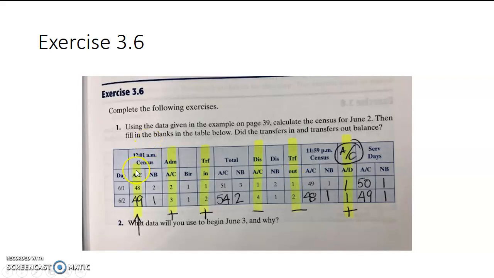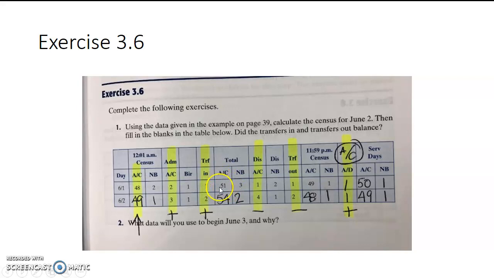Getting started here, we know that based on our reading we always have to start with the night or the census the day prior. And to that, from the adults and children, we're going to add the admissions, so I have a plus here at the bottom. We're going to add the transfers in, because remember, y'all, this is intra-hospital, okay? And then we're going to come up with 51. So 48 plus 2 is 50, plus 1 is 51.